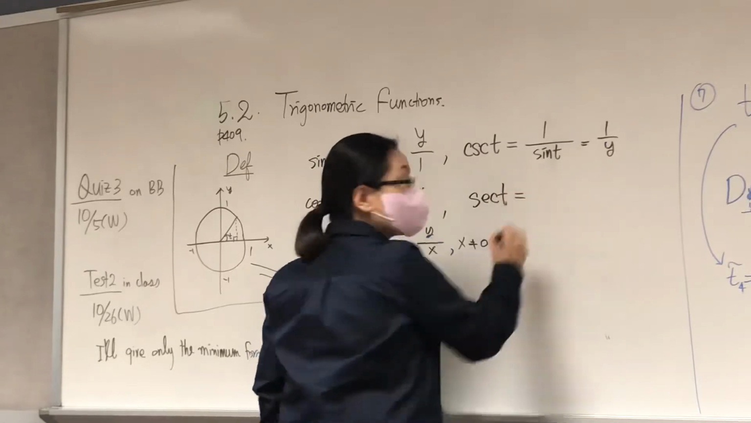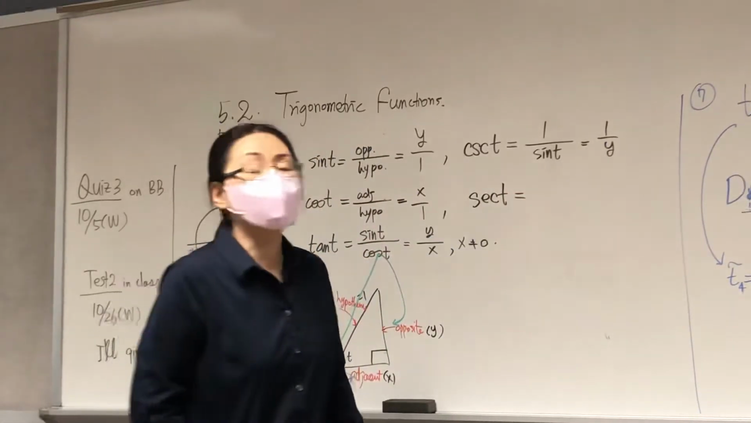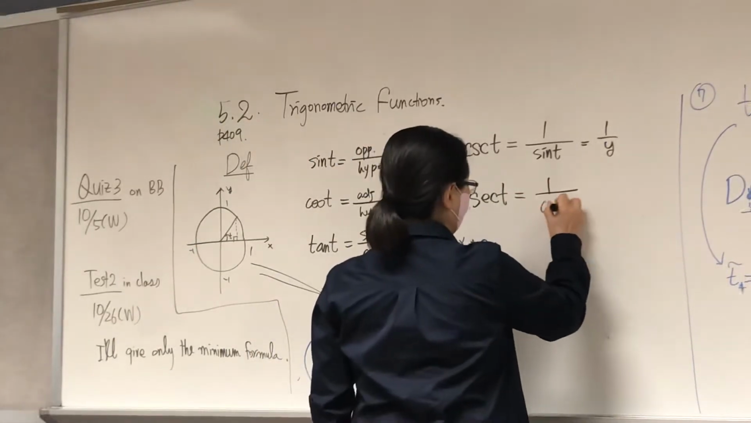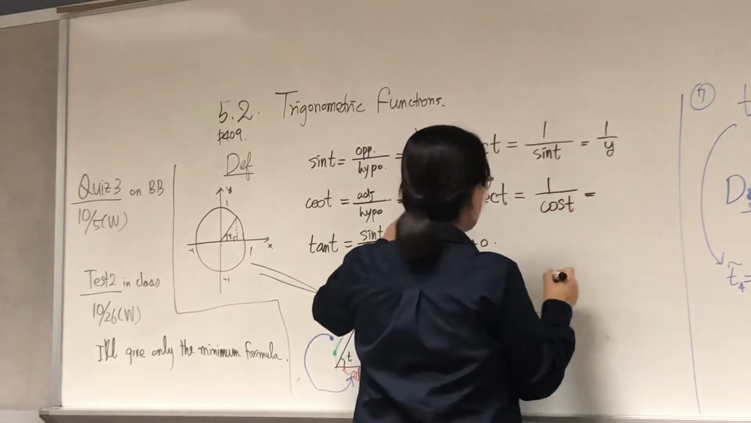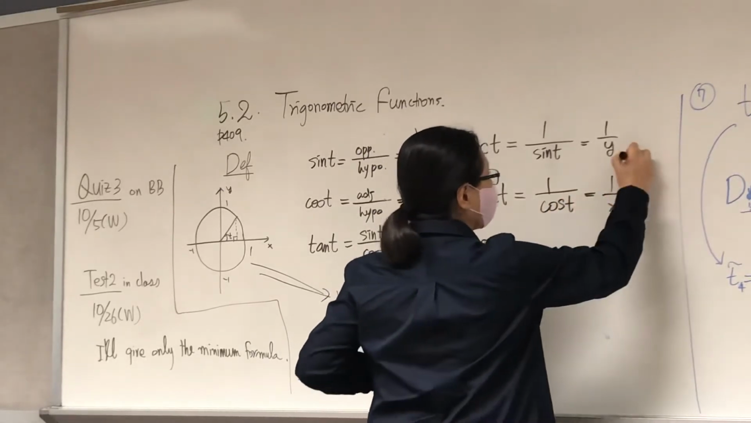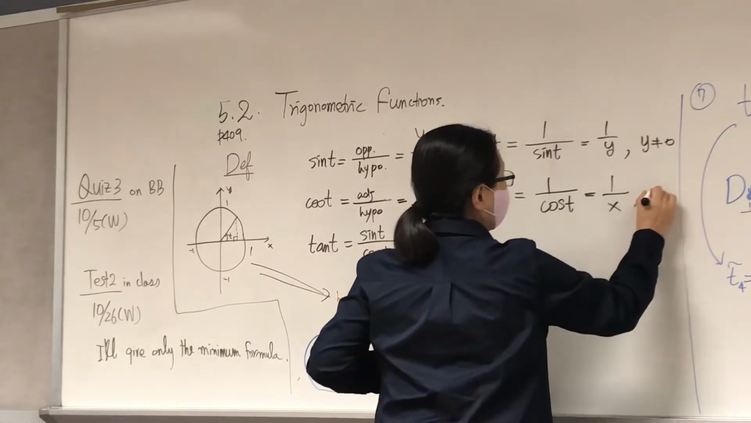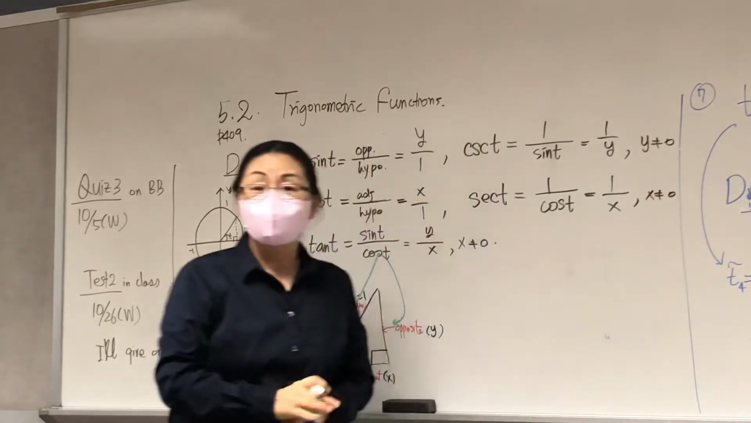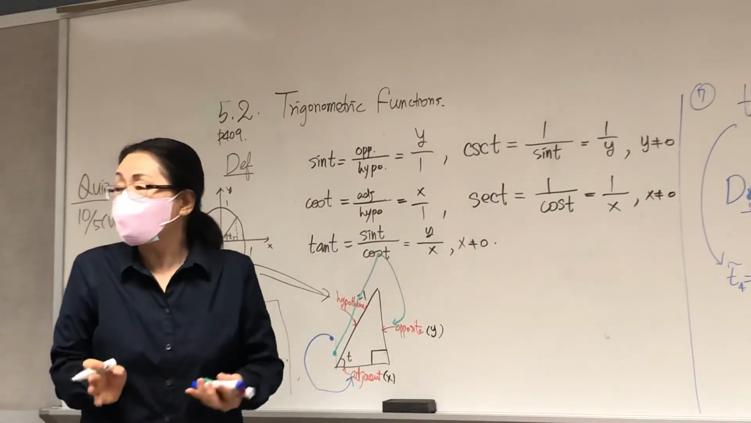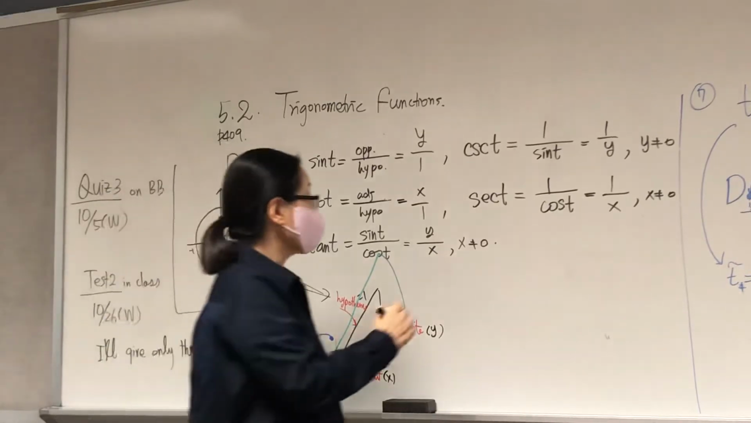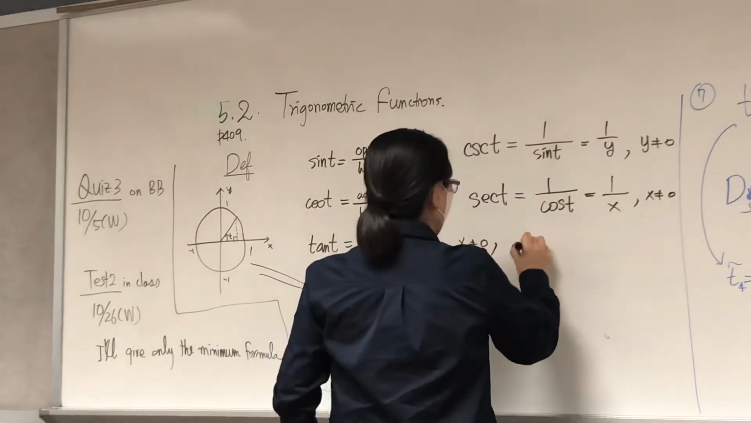Secant t means 1 over cosine. Cosine is x, so it is 1 over x. Am I right? Of course, y should not be 0, and x should not be 0, right? We don't care about the undefined case. Okay.